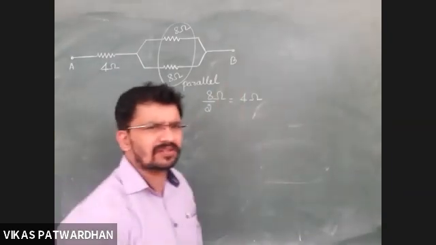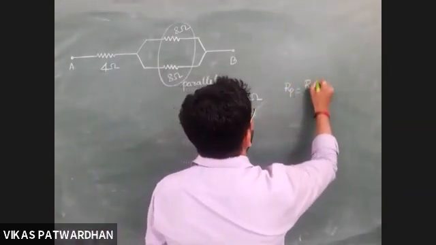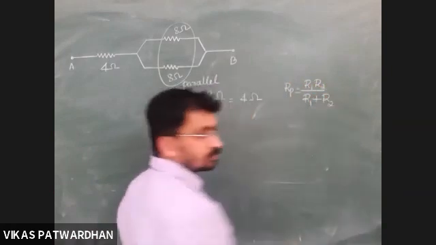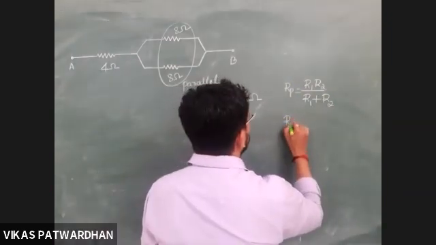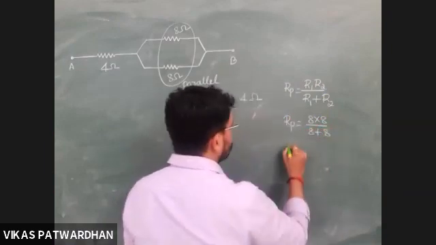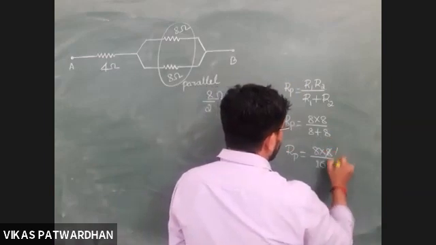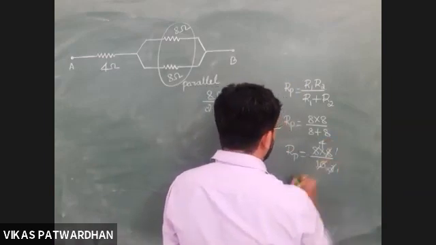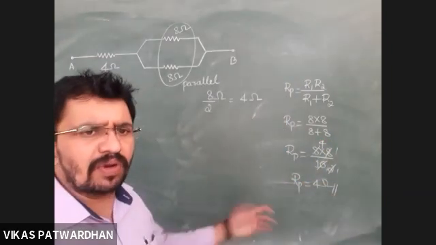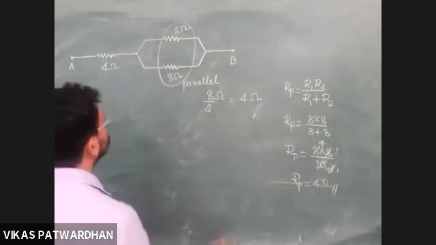Yes. If not, you can solve it using the regular procedure. You know, Rp is equal to R1 into R2 divided by R1 plus R2. Rp is equal to 8 into 8 divided by 8 plus 8, which is 8 into 8 by 16. 8 twos are 16, so Rp is equal to 4. Even if you do it like this, the answer will not change.